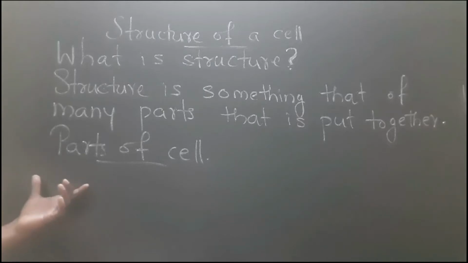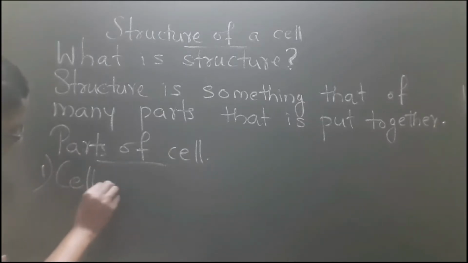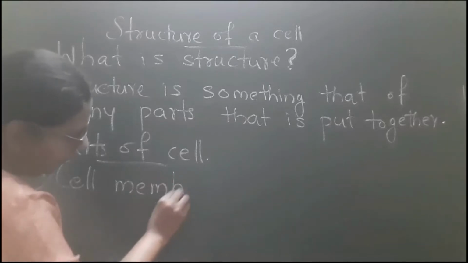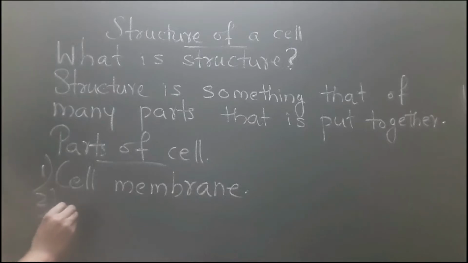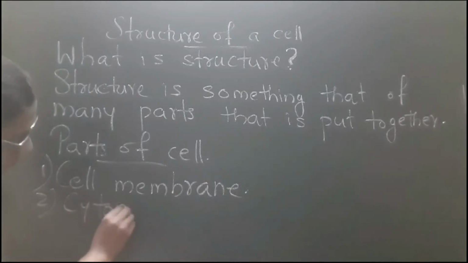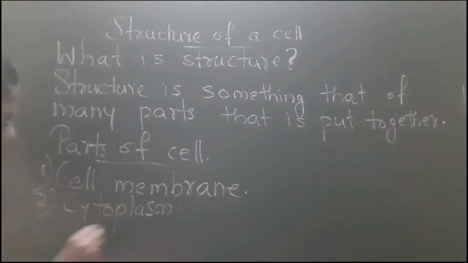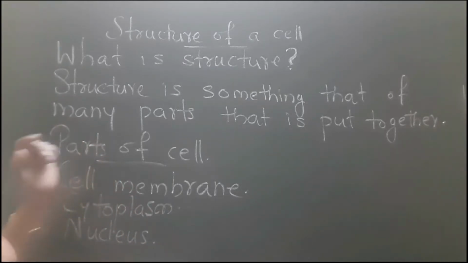What are the parts of a cell? Number 1, cell membrane. Number 2, cytoplasm. Number 3, nucleus. These are the 3 parts of a cell. Now let's see them one by one in detail.